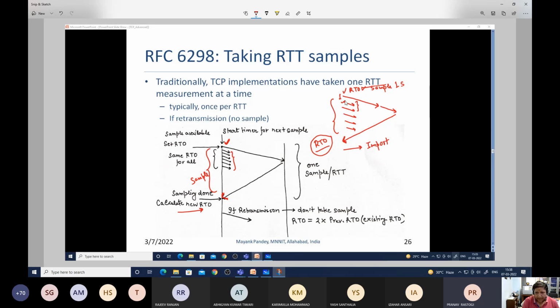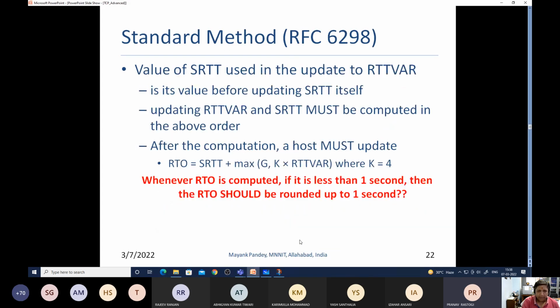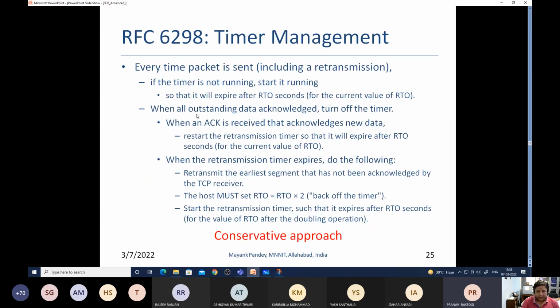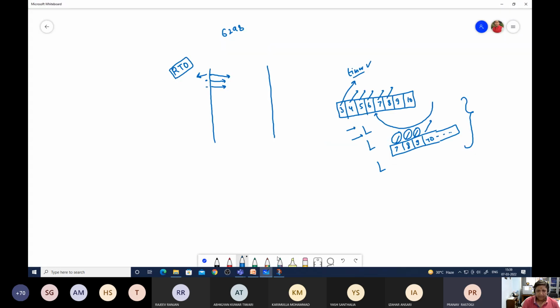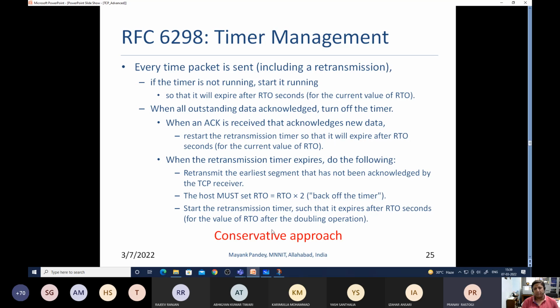Till now, many packets have been working on the same timer, means for the first packet. But as soon as you get the new value of RTO, what is happening? See the slide. When all outstanding data is acknowledged, turn off the timer. When an acknowledgement is received that acknowledges new data, restart the retransmission timer. When an acknowledgement is received that acknowledges new data, means whatever you have sent and it sends the acknowledgement, you will restart the timer for all these packets. And that's why this approach is known as the conservative approach. Any problems in this? If there is any problem, I can explain it again.